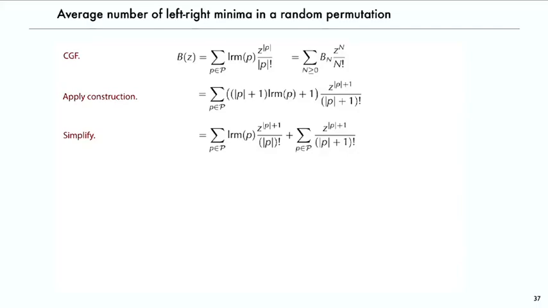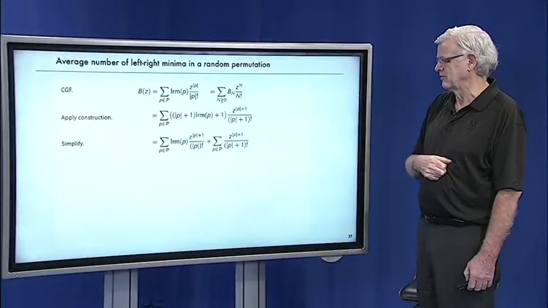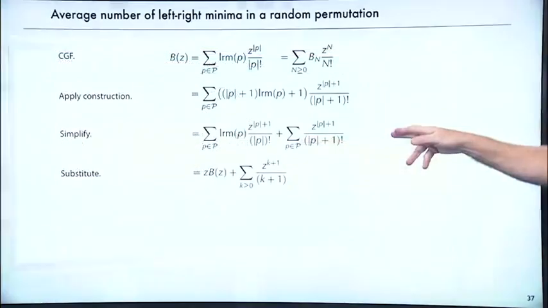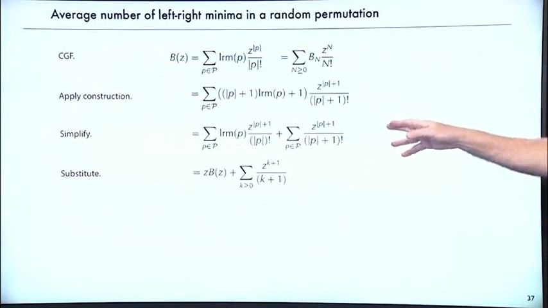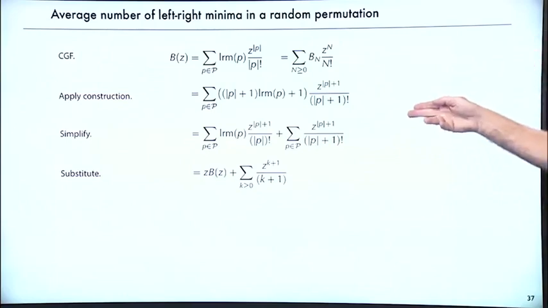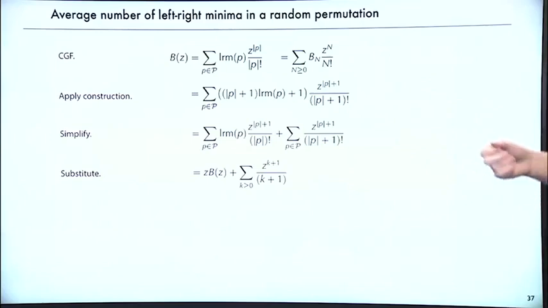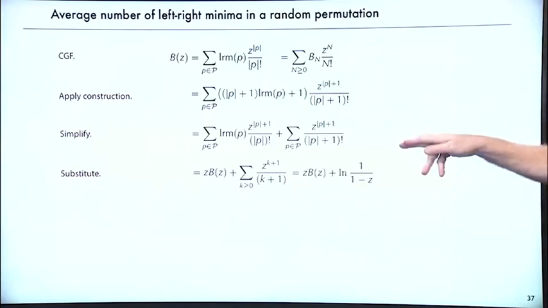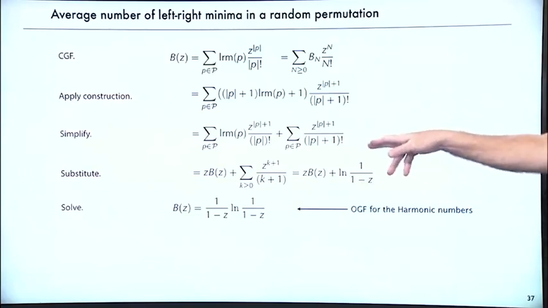The first one, if you look up at the first equation, is just z times b of z. And the second one, if you group by size of the permutation, just gives z to the k plus 1 over k plus 1, because there's k factorial permutations of size k, and that'll cancel with a k plus 1 factorial, just leaving a k plus 1. And that generating function is just log of 1 over 1 minus z. So now just solving for b of z, we get b of z equals 1 over 1 minus z, times log of 1 over 1 minus z.